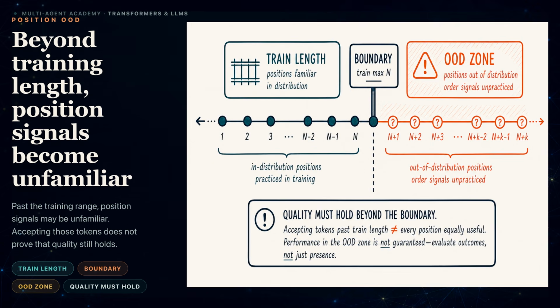Context extension methods try to make this transition less damaging, but accepting tokens beyond the training range does not prove that the model can use them well. We still need to test whether task quality holds there, and that test must use the right metric.